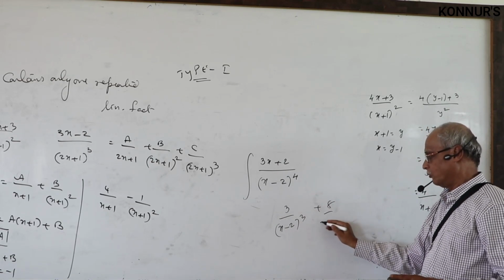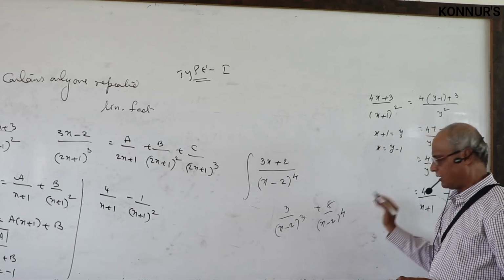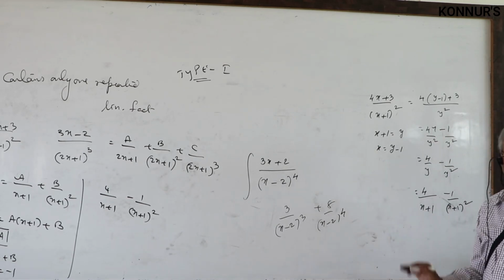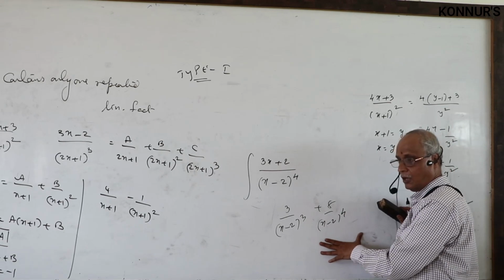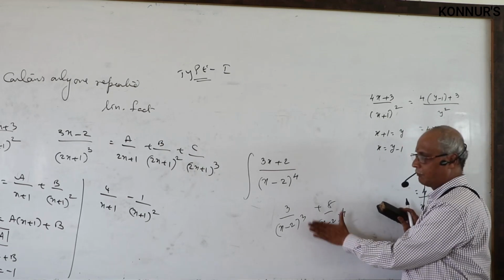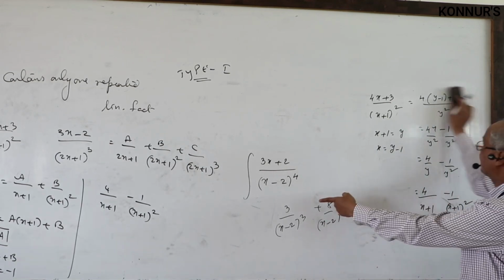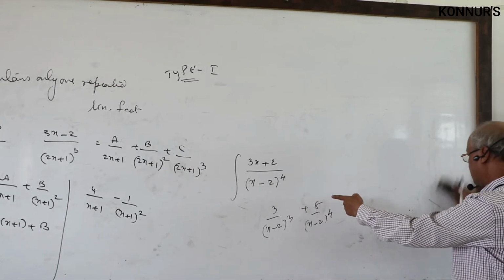8 by (x minus 2) whole power 4. Answer over. I am not writing any step. Don't think I am not a scientist. Everybody will be a scientist only. You can do this method. How I am writing, I am showing. Practice in this way. How you got the answer? That level you should reach.